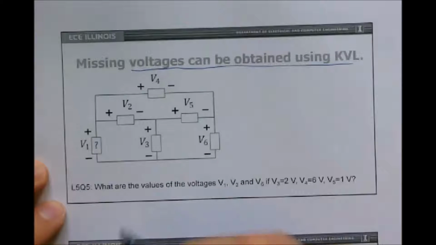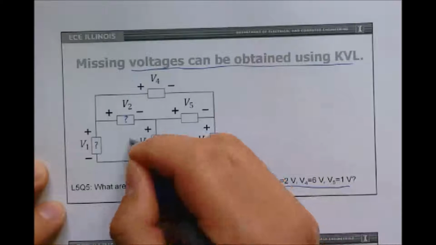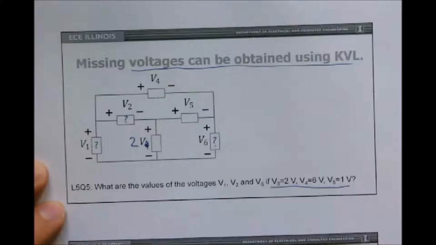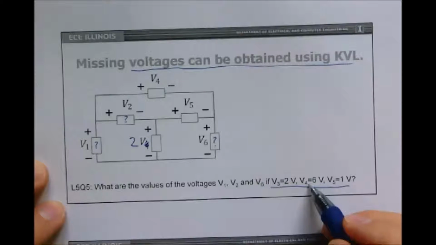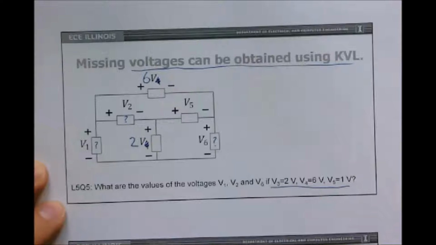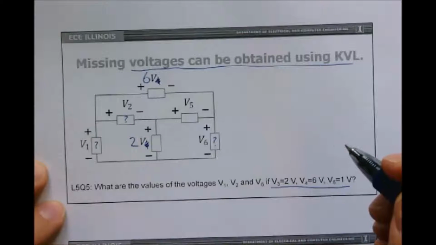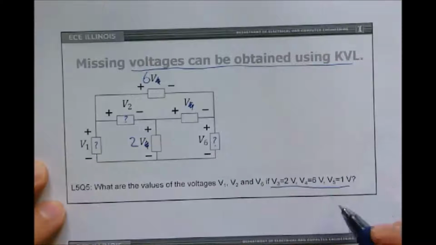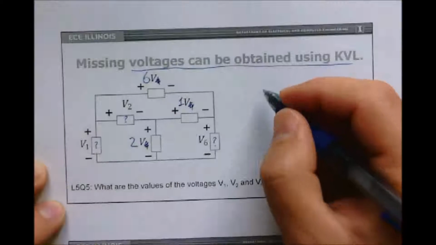Alright, so the unknowns here are V1, V2, and V6. I'm not too happy that I put the question marks right in the elements. We don't know what these elements are, but it just marks the fact that the voltages are unknown. This voltage is known, so I just erased the subscript and labeled it right on the circuit as 2 volts. This one I can label as 6 volts because it's given to me, and V5 is also given to me as just 1 volt. So V1, V2, and V6 are unknown.